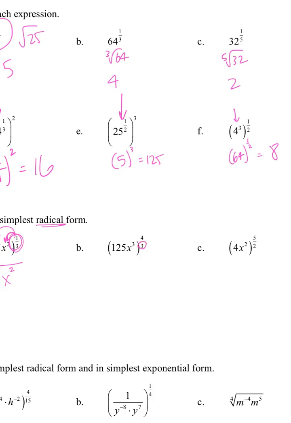This is the cube root, and then this is raising it to the 4th. The cube root of 125 is 5. And then when I raise that to the 4th power, that's 625. Then here, the cube root of x to the 3rd is x, and I'm raising it to the 4th power.